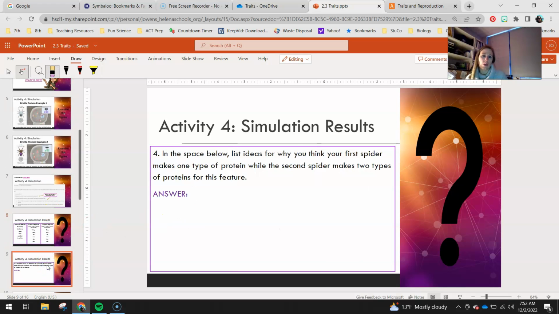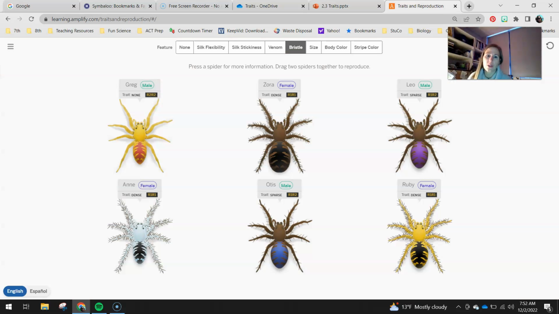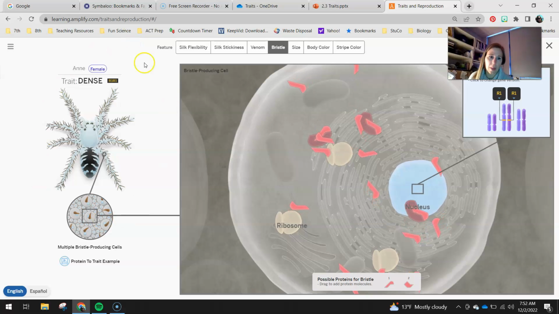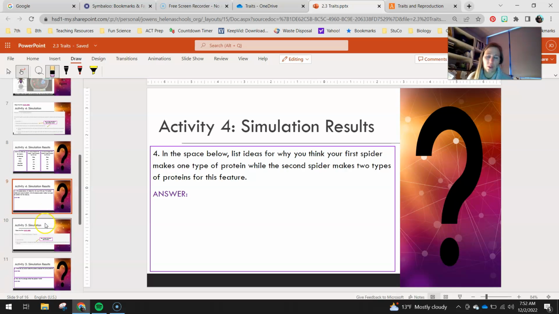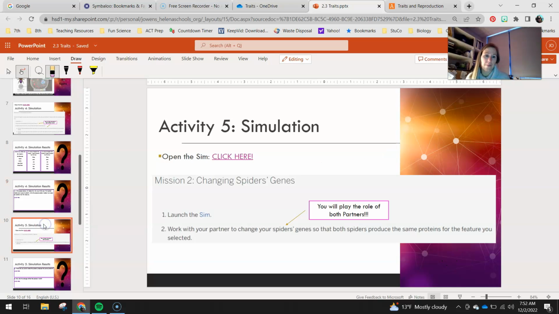Then you're going to answer this question. In the space below, list ideas why you think your first spider makes only 1 type of protein while the second spider makes 2 types of protein. So really take a look at each of those spiders when you are in there. If I'm looking at bristles, what's different about Anne's information than Leo's? If you aren't sure, go in and check those spiders out and look for differences other than the number of proteins or the types of proteins. Then you will do mission number 2.